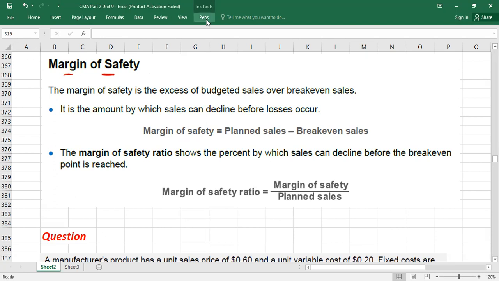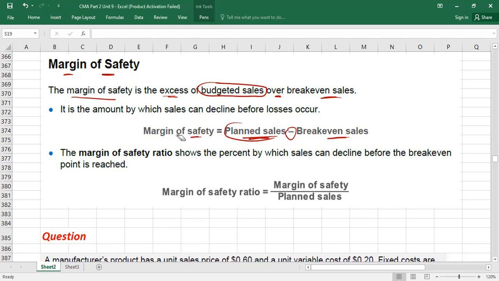It is a very small concept. Margin of safety is the excess of budgeted sales over break-even sales. For example, you will apply this formula. You will take planned sales, which means budgeted sales, and deduct from it the break-even sales. What you get is the margin of safety.